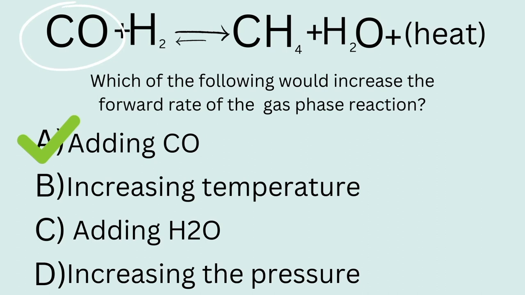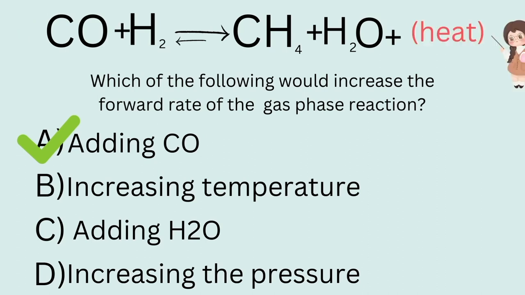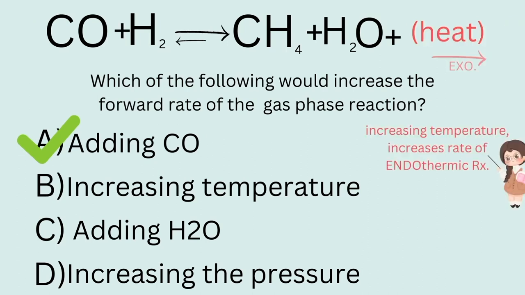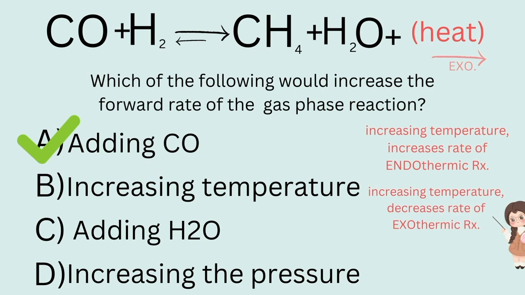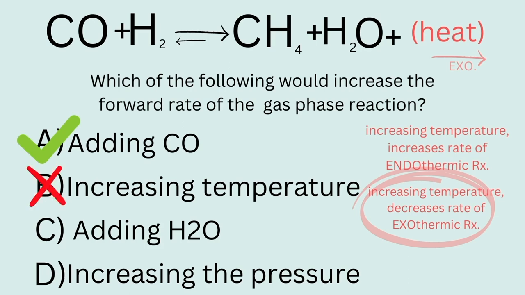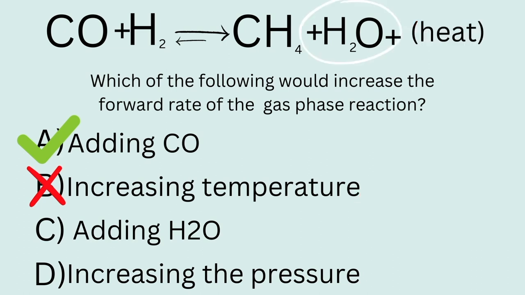B, increasing the temperature. First off, we have an exothermic reaction. If we increase the heat on an exothermic reaction, the forward rate slows down and the reverse rate speeds up. So this does not increase the forward rate, it slows it down. How about adding H2O? H2O is adding more product, so the system will shift towards the reactants. This increases the speed going towards the reactants, but it decreases the speed going towards the products, that being the forward rate. So here, the forward rate slows down.